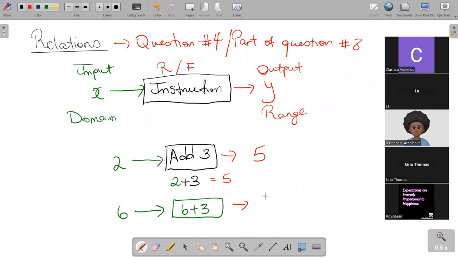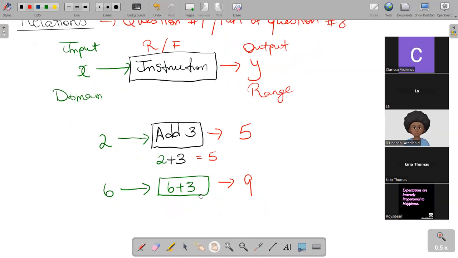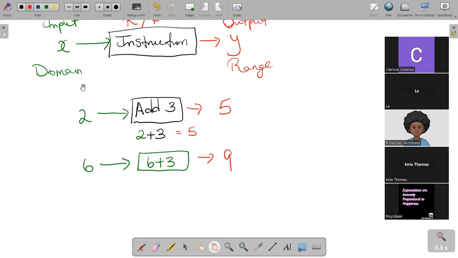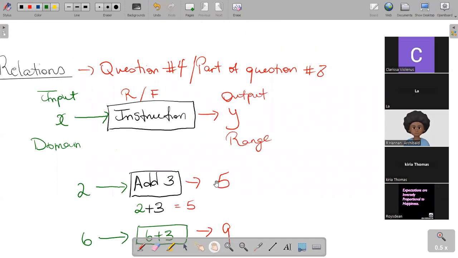What is our output if we are adding 6 to 3? Excellent. The answer would be 9. Very good. So what have we noticed here? 2, what would we call 2? 2 would either be called what? It's 3 names you could use. What are the 3 names that you could use to describe 2?